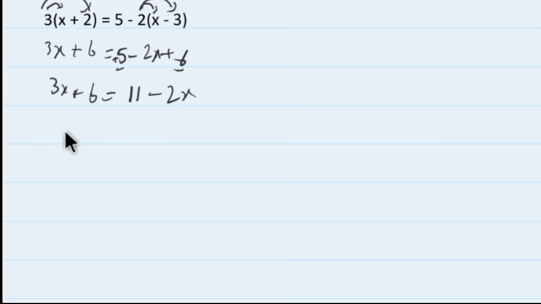Now our fourth step says isolate like terms on each side of the equation. So we will isolate 3x and 2x on the left hand side. So we will move 2x to the left hand side, and we will isolate constant term, that is 6 and 11 on right hand side, by moving 6 to the right hand side.